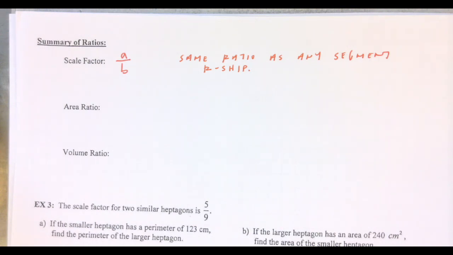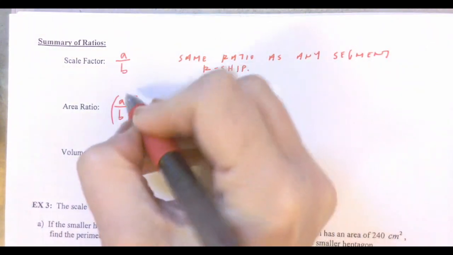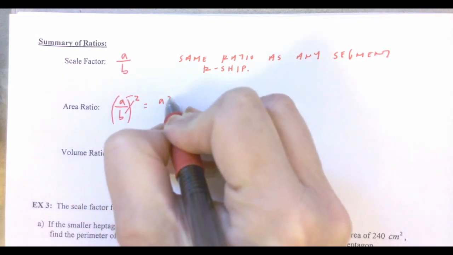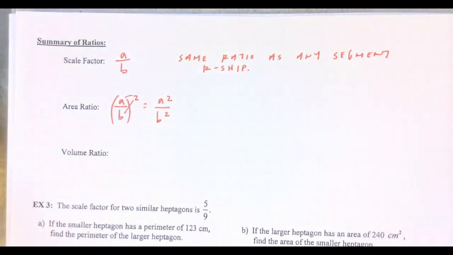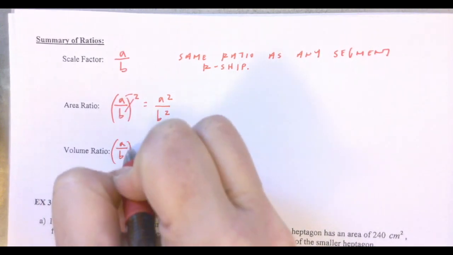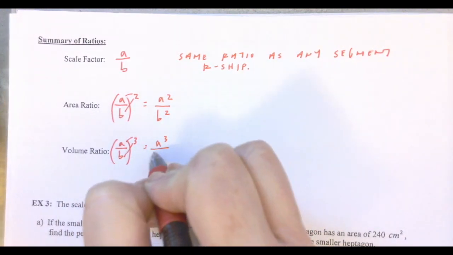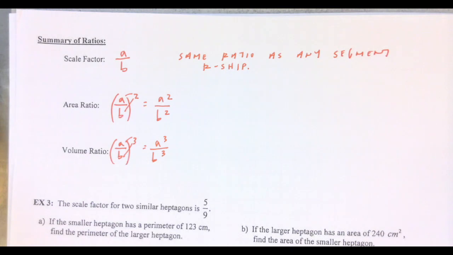For area, we take that scale factor and we square it. So the A gets squared, the B gets squared. And we know that area is area, so that could be one singular base area or the sum of all of the faces together, the total surface area. And then for volume, we take that scale factor and we raise it to the third power. We cube it. So we're looking at A cubed to B cubed. All right, those are our ratios. So now we can use those to solve for certain problems. Let me slide this up.